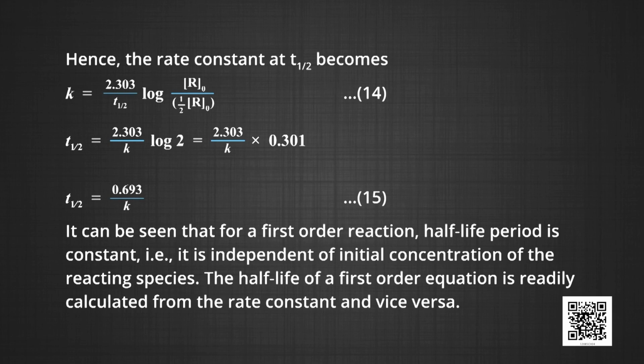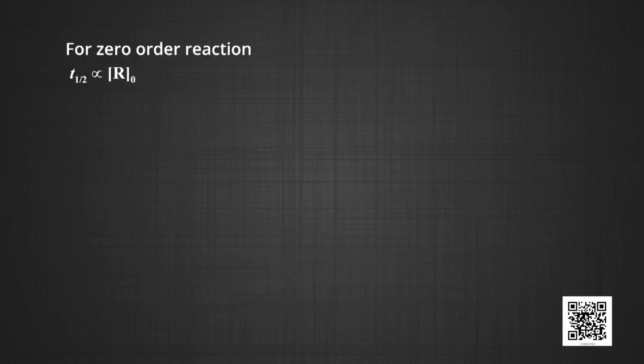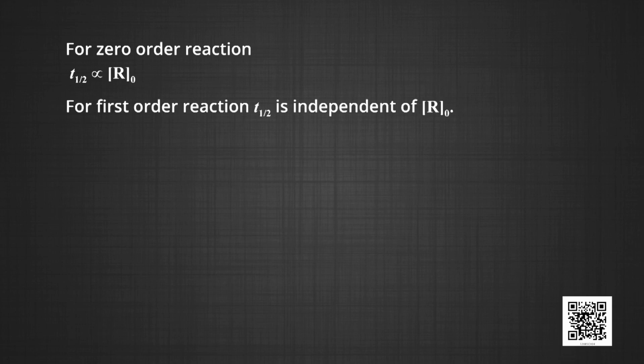That is, it is independent of initial concentration of the reacting species. The half-life of a first order reaction is readily calculated from the rate constant and vice versa. For a zero order reaction, T half is directly proportional to initial concentration. For a first order reaction, T half is independent of the initial concentration. Now let me take some questions based on half-life.